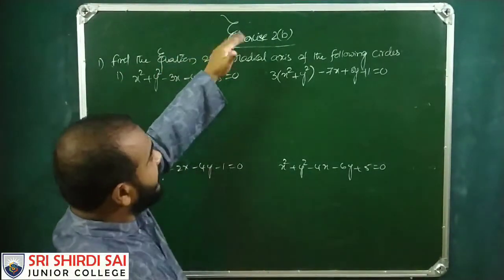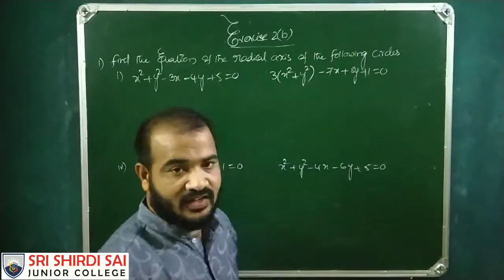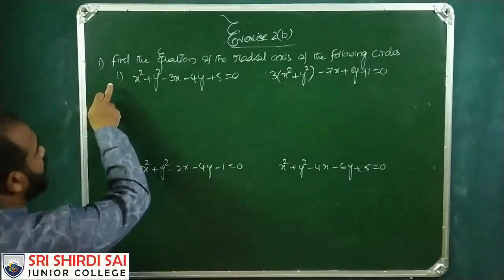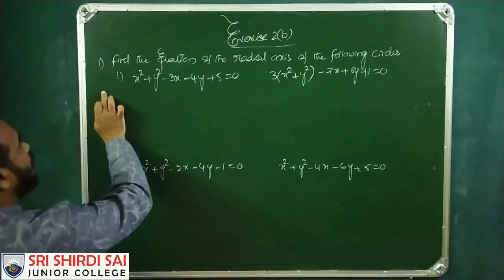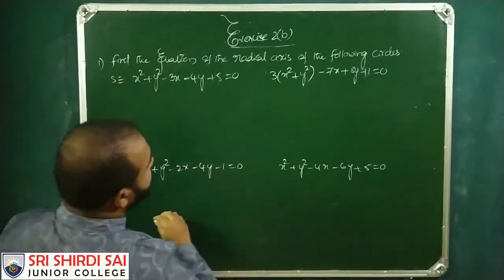Let us start exercise 2b. Find the equation of the radical axis of the following circles. So these are the two circles given. This is the first bit of the first question. So let us take this to be S and this is S dash.